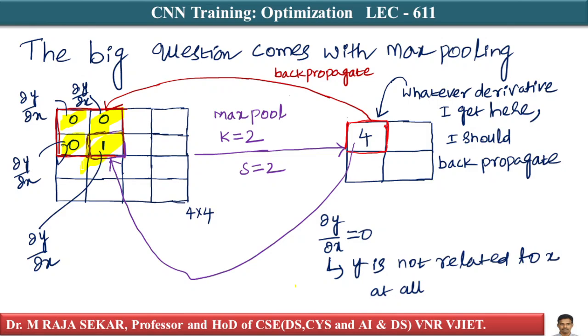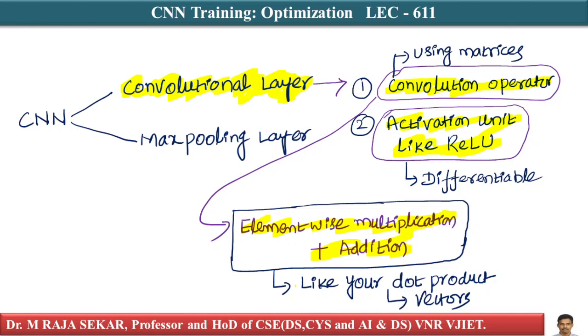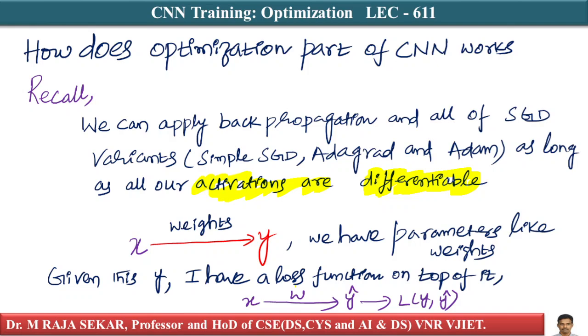Now we have everything. We have 2 layers: the convolutional layer and the max pooling layer. You have learned how to differentiate both of them, and since we know how to differentiate both, we can apply all of the mathematics that we learned in multi-layer perceptrons. I can use my backpropagation, SGD, Adagrad, Adam, dropouts, isn't it? All these things I can apply.